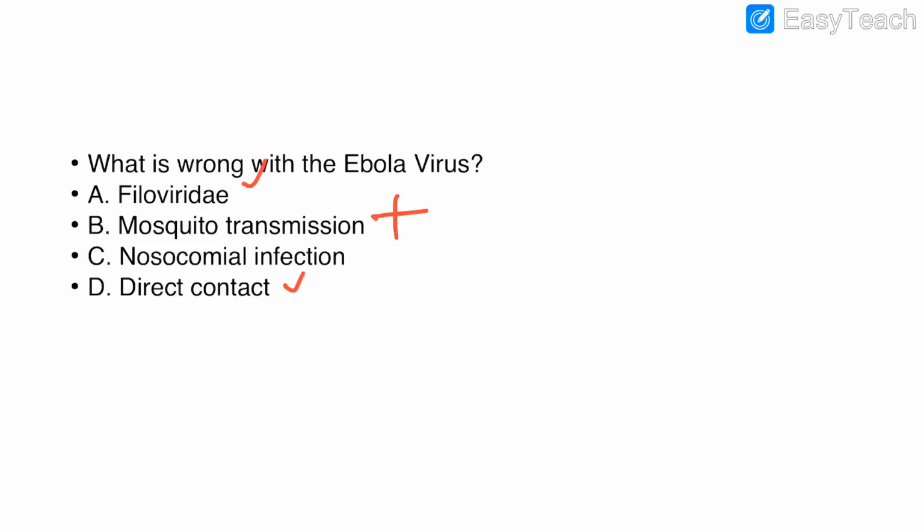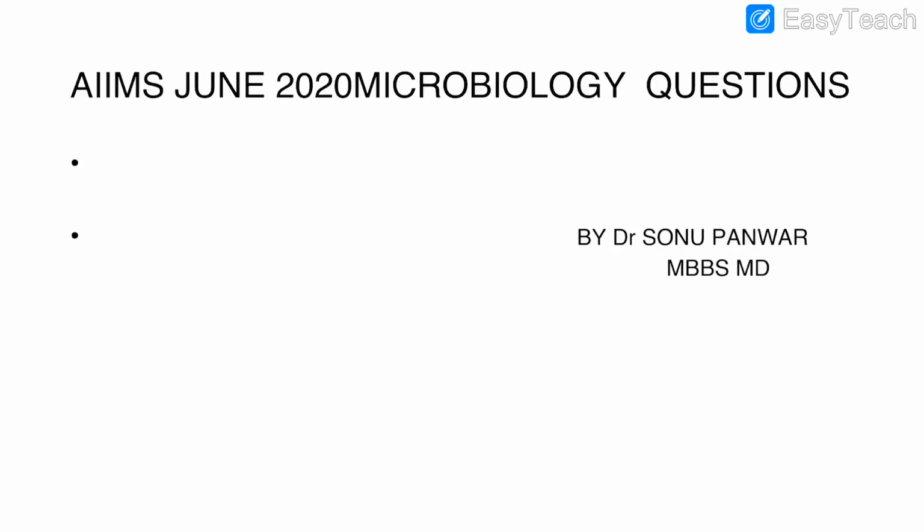Which is the most virulent one? Zaire Ebola. Which is the least virulent? Ivory Coast. What is the investigation of choice? PCR. Which biosafety level is needed here? BSL-4. So these are all the things regarding Ebola. Fine. So this also you need to remember. So these are the various microbiology questions.